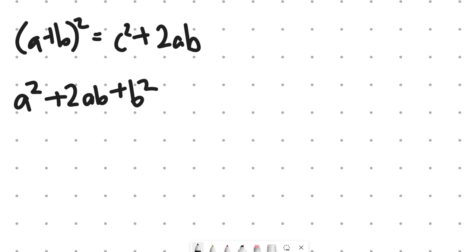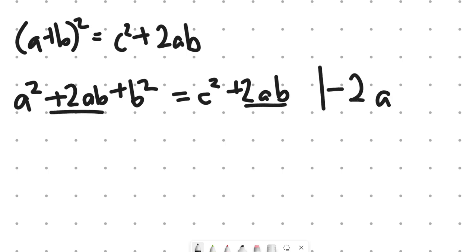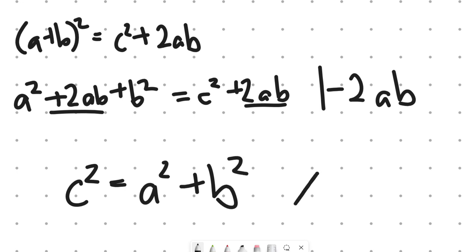Now I'm going to do another proof on the binomial theorem in a couple of weeks. So a squared plus 2ab plus b squared is equal to c squared plus 2ab. Now what do you see? We see 2ab on both sides, so we can subtract 2ab on both sides, and then we have that c squared is equal to a squared plus b squared. So now we have proven this formula.